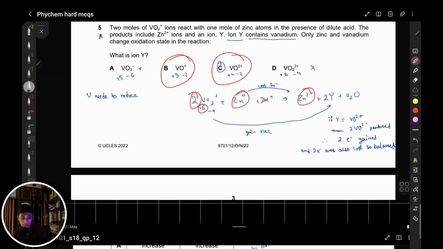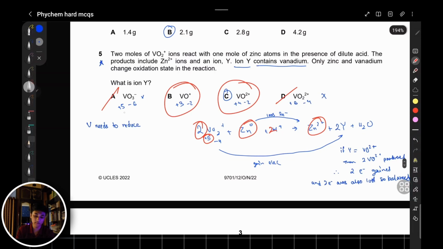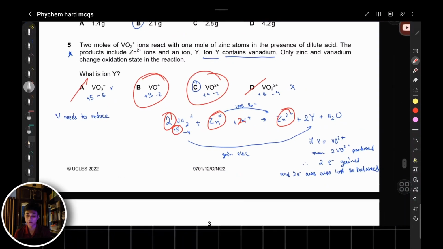The others are not going to be viable since either they're not changing their state or they're getting oxidized. Plus 6, they're getting oxidized. Plus 5, they're not changing their state. So A and D are not going to be the options. It could be between B or C. Now, what if B was the option? What if we consider B?